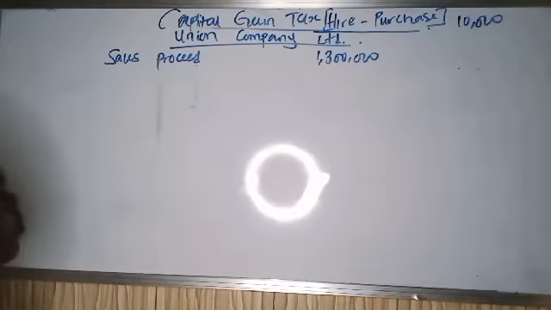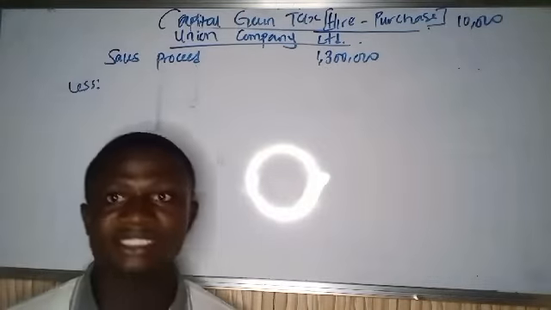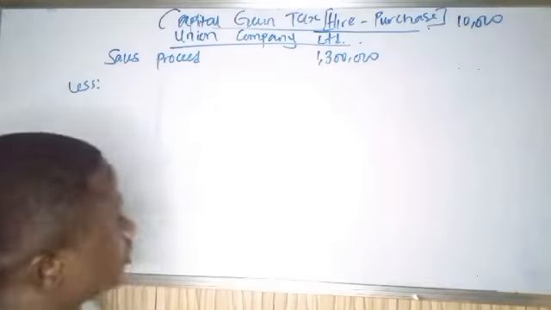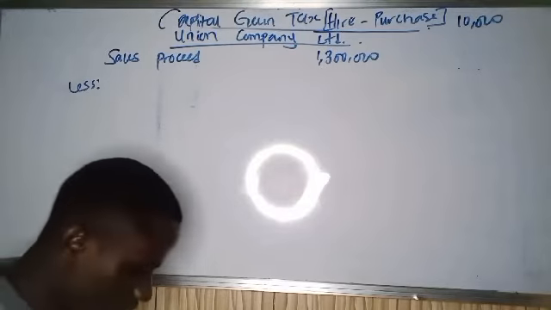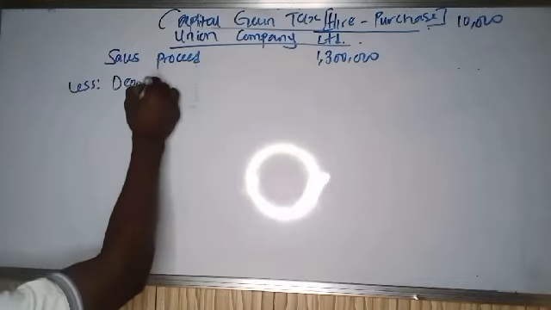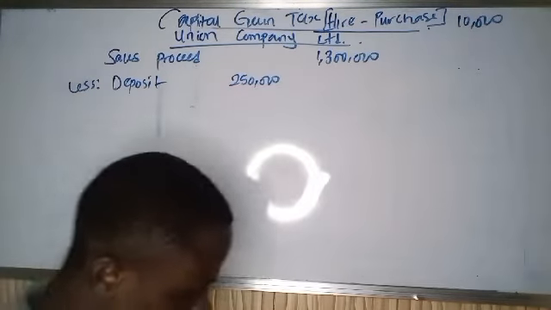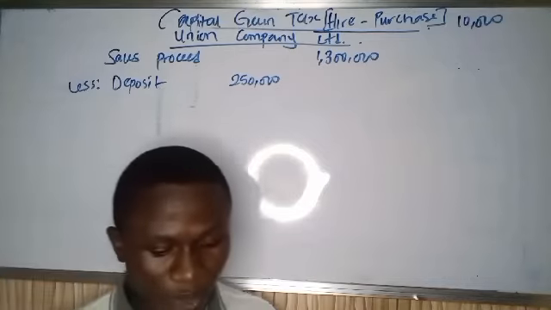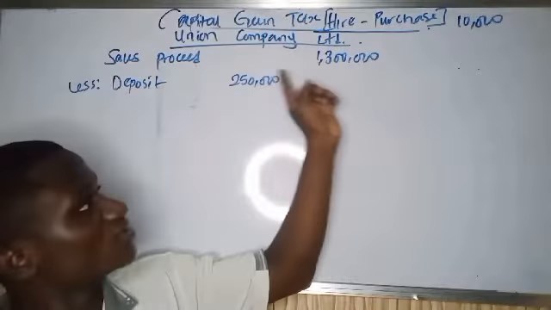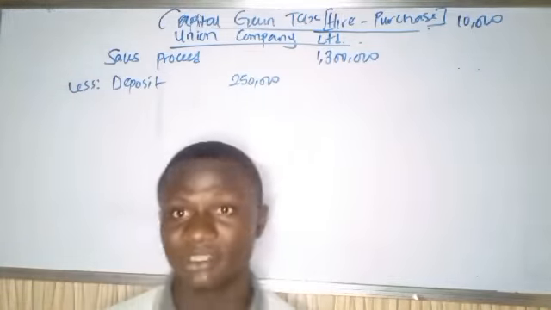So let's lay out the cost of acquisition. The cost of acquisition includes the deposit he has paid. How much is the deposit? Because that is the amount he spent. From the question, they said the deposit paid for the purchase was 250,000. And don't forget that for option A, they said 1.3 million after full payment has been made. So they are telling us that if you want to solve for the sales proceeds of 1.3 million, the full payment has been made. That means he has paid for the 36 months complete.